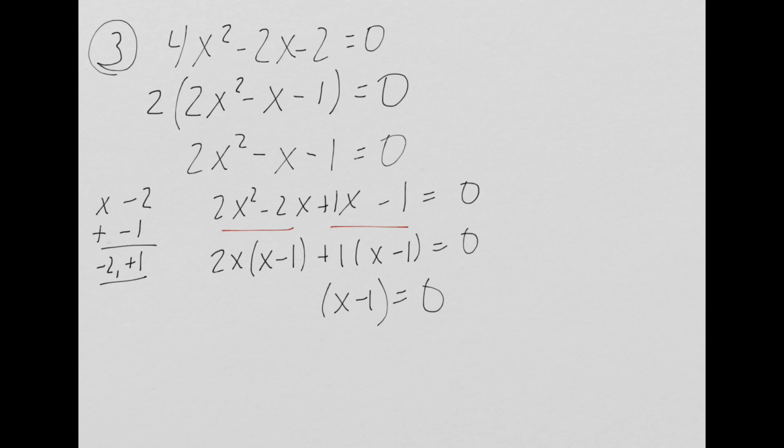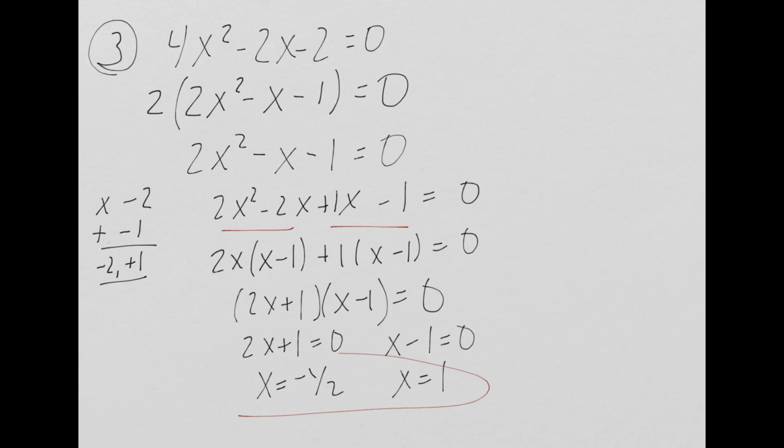I had a repeating term, x minus 1, and then my coefficients. Lastly, set each one equal to 0, and I get x equals negative 1/2 and x equals 1. So those are my two solutions. So remember with factoring, get it set equal to 0, figure out what you need to multiply and add to, find those two numbers, and then try to factor out.